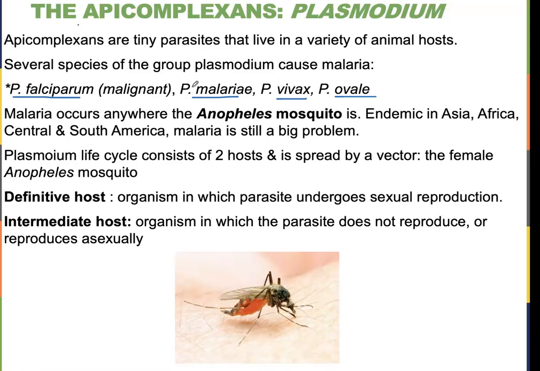Malaria is going to occur anywhere the Anopheles mosquito is. The Anopheles mosquito is pictured down here. Where this mosquito resides in Asia, South and Central America, it's a really big problem. And we'll look at the life cycle. There's a complicated life cycle that Plasmodium has. It has two hosts. Remember, the definitive host is where the parasite undergoes sexual reproduction, and for malaria, the definitive host is our little friend here, the Anopheles mosquito. The intermediate host is an organism that it does not reproduce in sexually, but it can asexually, and that's going to be humans. That's us.